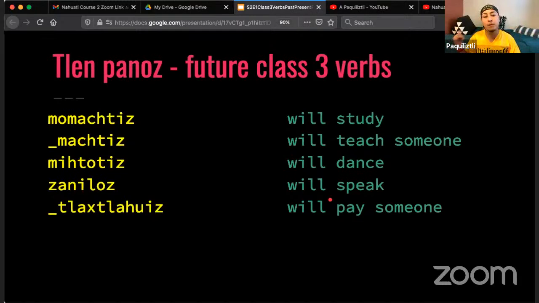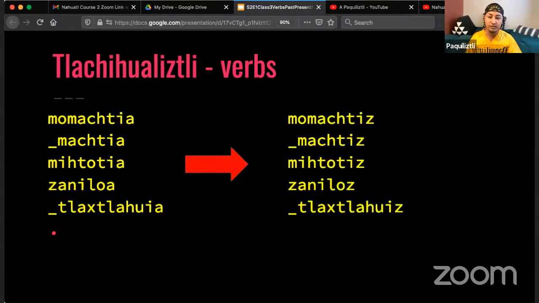So we go from momachtia to momachtis, we'll study. Machtia to machtis, we'll teach someone. Mihtotia to mihtotis, we'll dance. Saniloa to sanilos, we'll speak. And tlaxtlawia becomes tlaxtlawis, we'll pay someone. Okay, so here's basically how the verbs change. So for these IA, OA verbs, you're gonna drop the last A and you're gonna replace it with the letter Z. So momachtia becomes momachtis, etc., etc. Kind of like you saw.